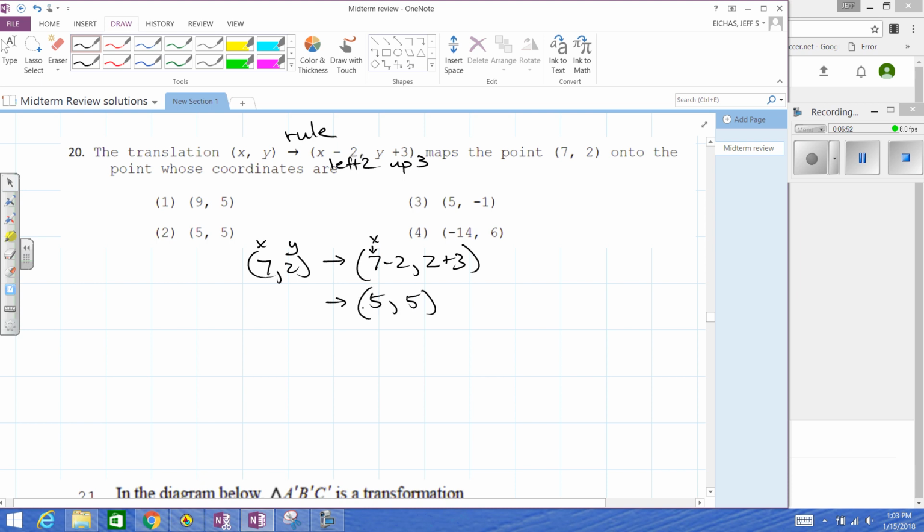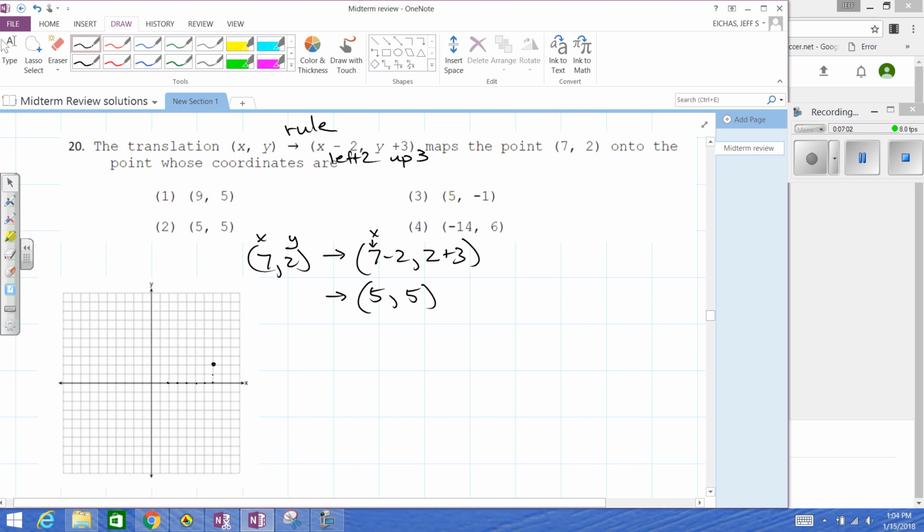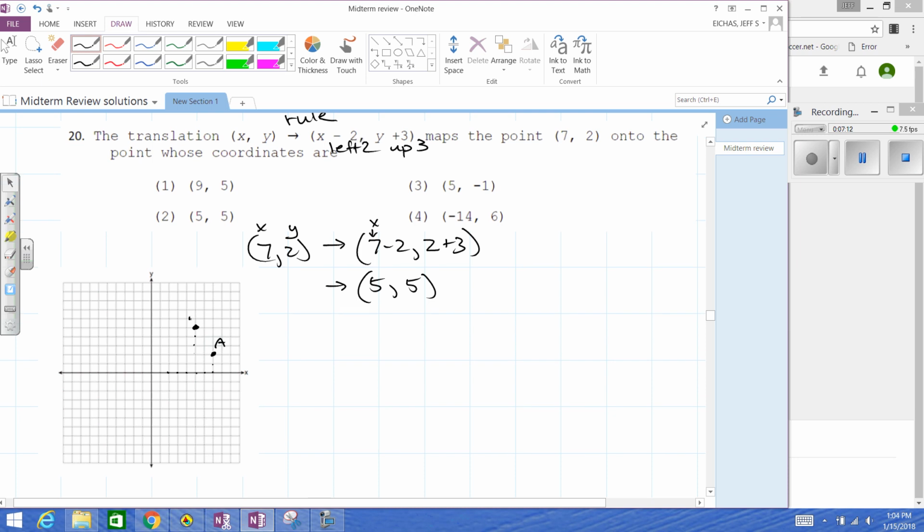So we should get 5, 5. All right. I'll show that with the graph as well in a second. Okay, so if we wanted to graph 7, 2, it'd be right there. Let's just call it A. And then this should tell us to move left 2, up 3 from there. Okay? And then that's the location of A prime. And if you look at the coordinates, it's 5, 5. So, yep, there's our choice.